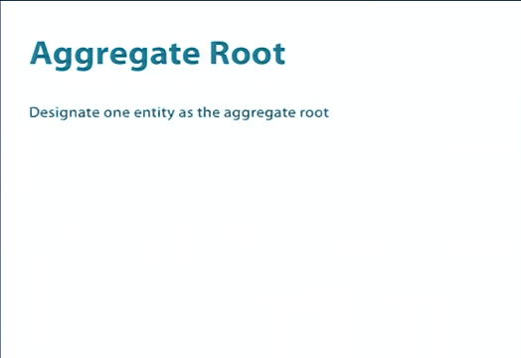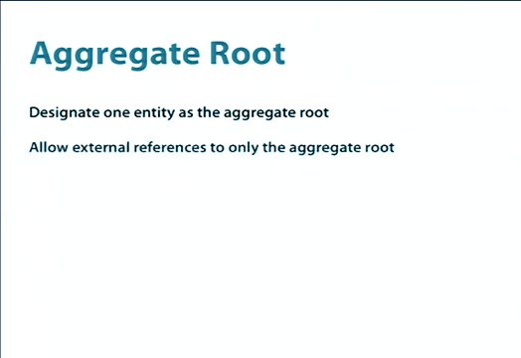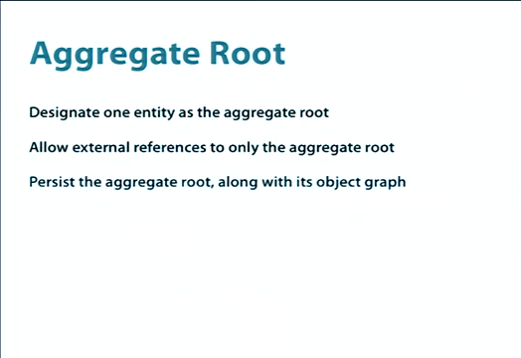Now with an aggregate, what you're going to do is pick out one entity, and you're going to say this entity is the aggregate root. And you're going to allow only external references to that aggregate root. You're not going to allow things to go in and dive into the aggregate itself and get at entities or value objects within the aggregate. You're going to make them go through the aggregate root. Persistence. When you're persisting an aggregate, you're going to persist the aggregate root most likely, and that's going to also persist the object graph along with it.